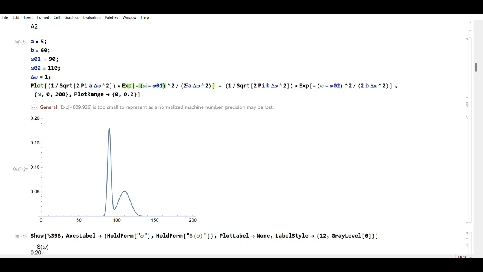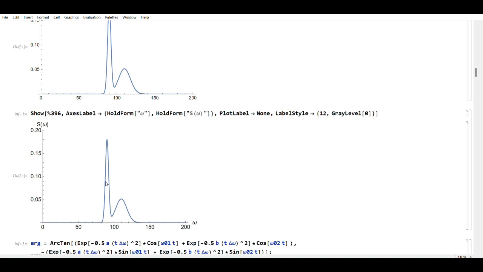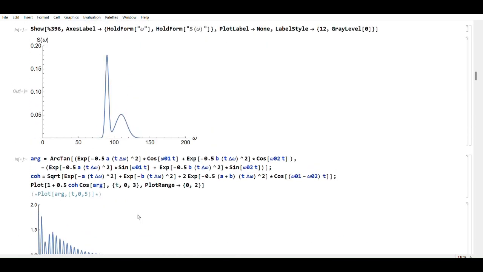This part. So this is the first exponential, and as you can see the width of this first exponential is a delta omega squared, and the width of the second exponential is b delta omega squared. But because I have taken delta omega as 1, the widths can just be taken as a and b. So a is smaller, b is larger, and omega naught 1 and omega naught 2. This is the spectral density, S omega versus omega. That's the plot.